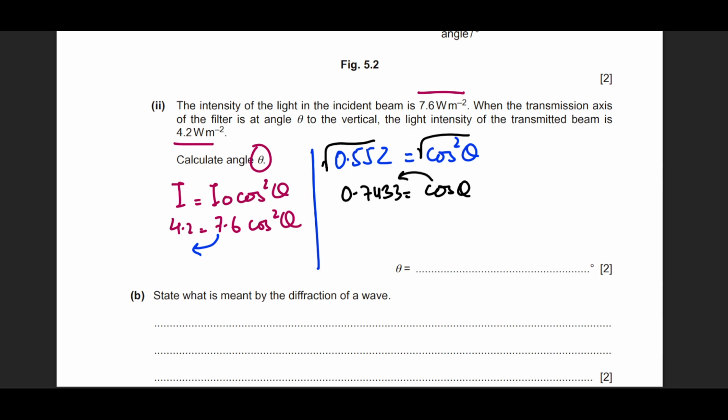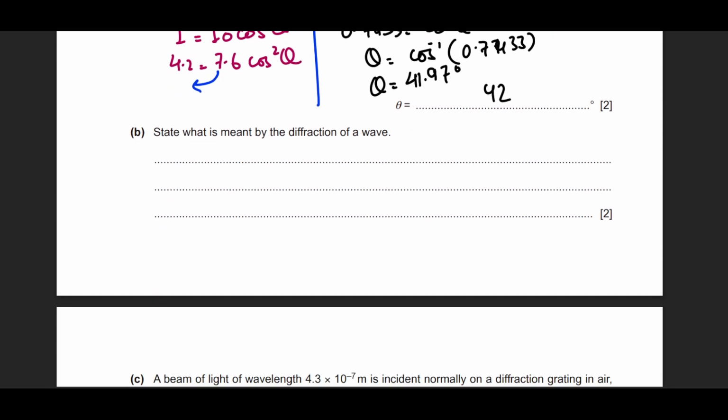Now take the cos inverse over there. So theta is equal to cos inverse of 0.7433. So shift cos inverse of that answer is going to come out as theta equals 41.97 degrees, which is going to become 42 degrees up to two significant figures.